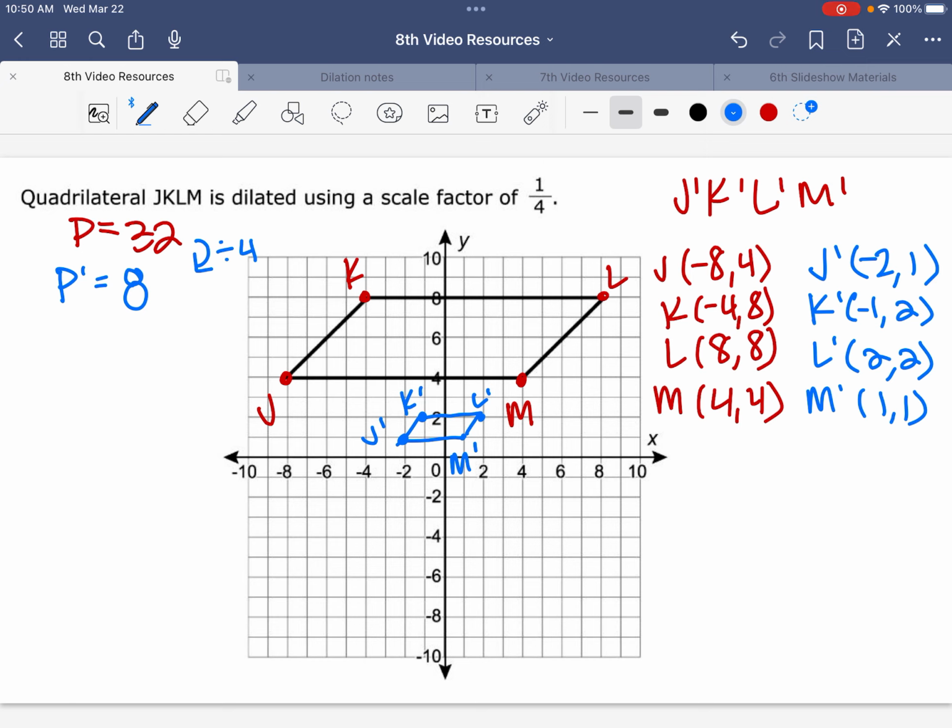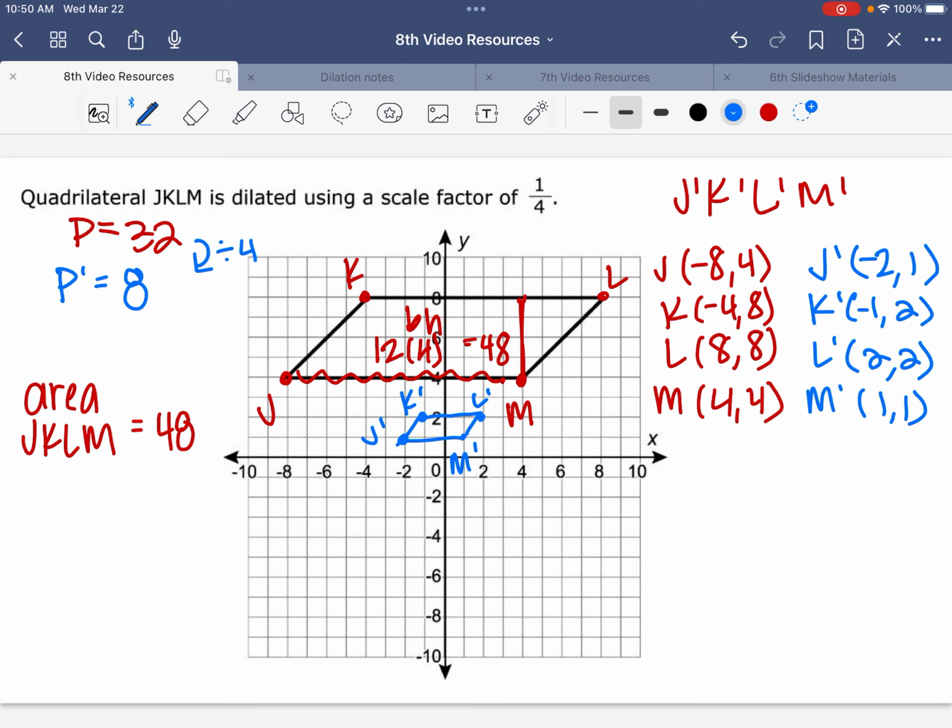But now we want to take a look at the area. So I can find the area of JKLM, because I know that to find the area of a parallelogram, I do base times height. And the length of my base is 12. And my height is 4. 12 times 4 gives me 48. So the area of the original shape is 48 units squared.